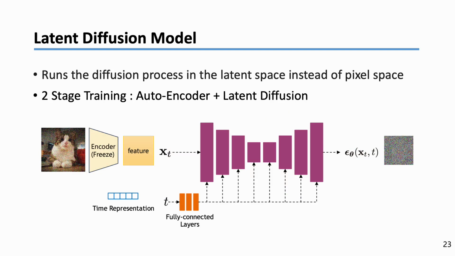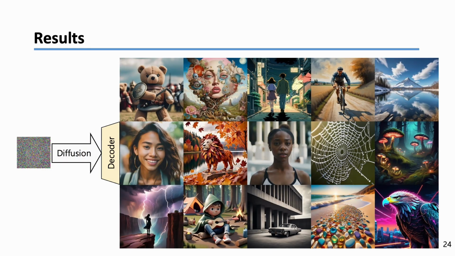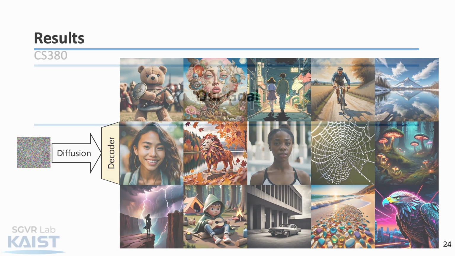So in the latent diffusion model, the encoder compresses the image into the latent space where the diffusion and denoising process occur, and this significantly reduces the computational cost compared to pixel level diffusion. The decoder then reconstructs the high quality image from the denoised latent representation. So it can efficiently generate images while preserving quality.